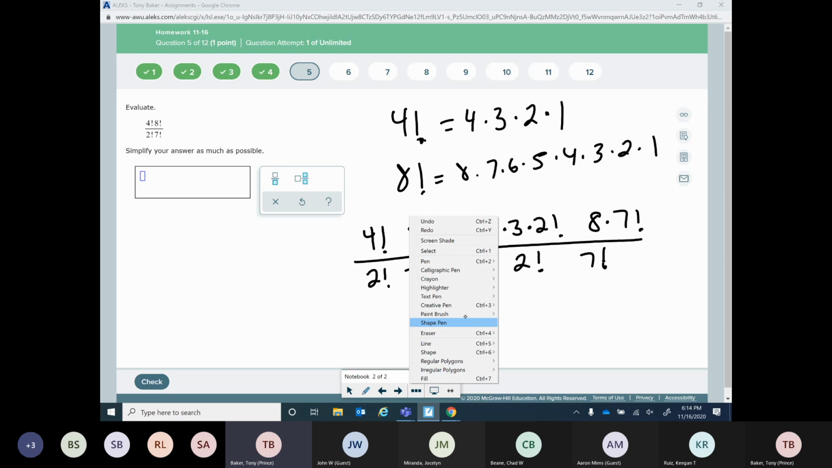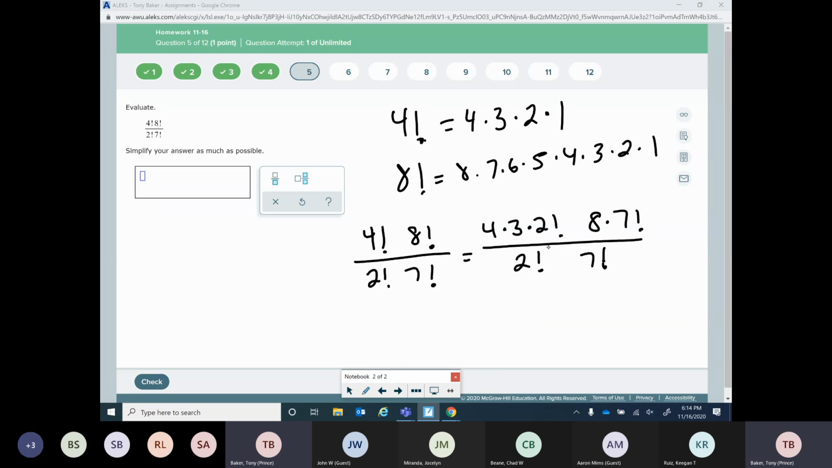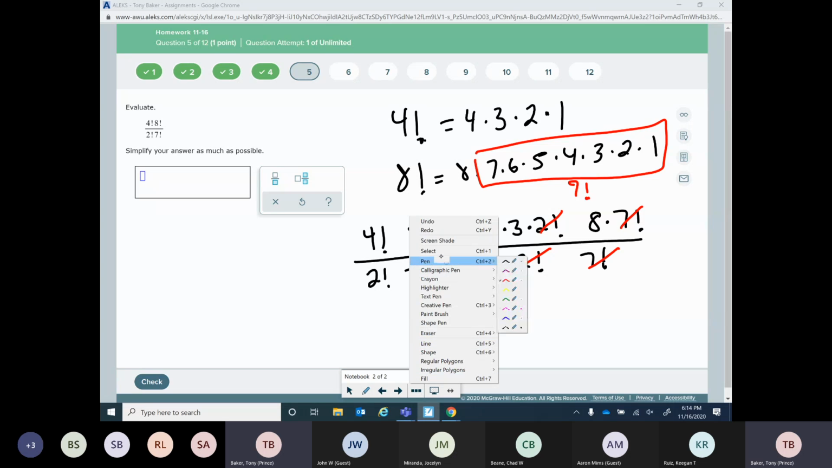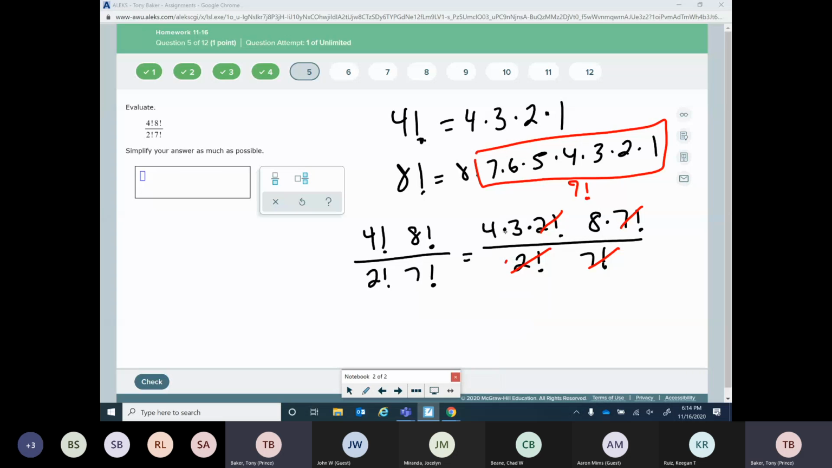So what I'm able to do is those 2's cancel out and the 7's cancel out. Because if I look here, that right there, that is 7 factorial. So then my final answer for this problem is just what's left at the top, which is 4 times 3 times 8. So I get 12 times 8, which is 96.